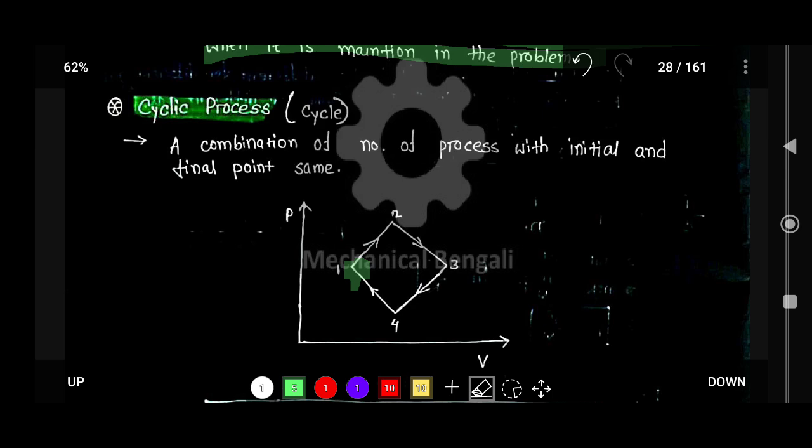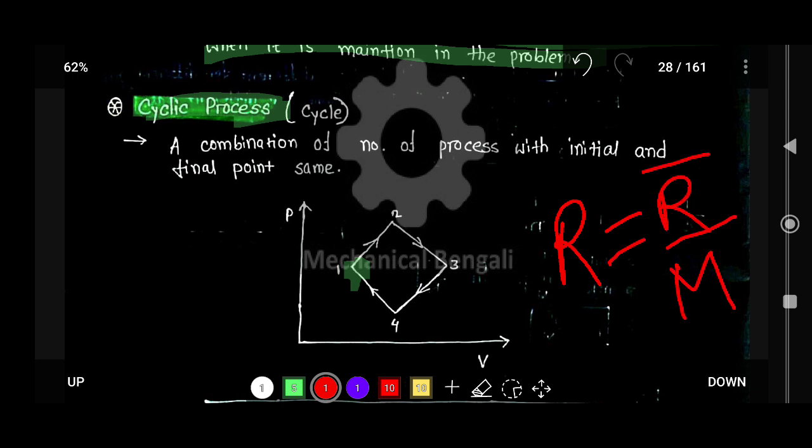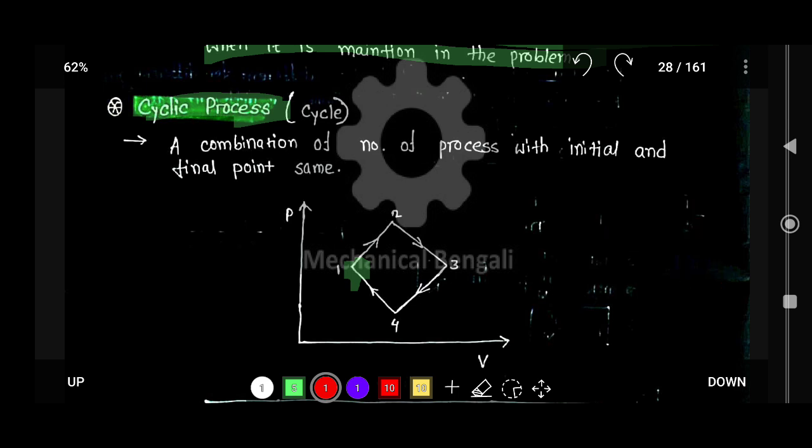Today's topic is cyclic process. In the previous lecture we understood the ideal gas equation and the relation between R and R bar: R equal to R bar by M, where M is the molecular weight. Now in this lecture we'll understand what a cyclic process is.